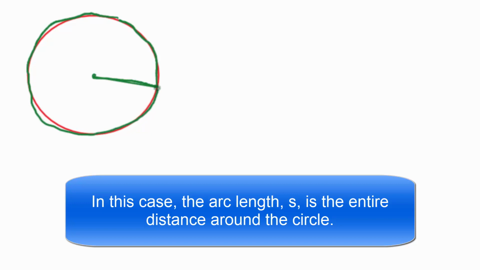So the angle measure in degrees is 360 degrees. If we know the angle is 360 degrees, how can we find the angle in radians? So S is the entire crust of the pie. The entire circumference is another word to use here, right? And don't we know a formula for circumference?